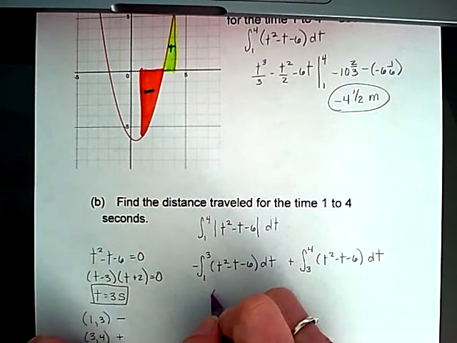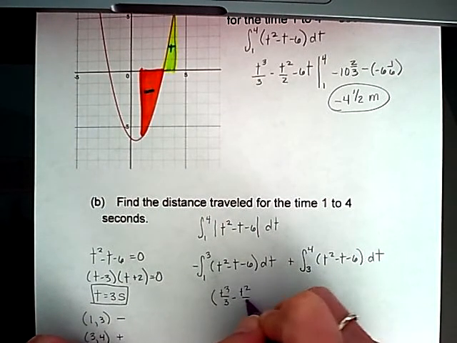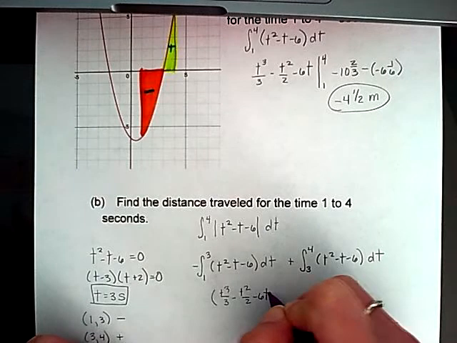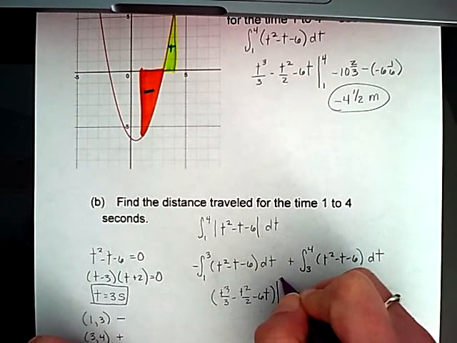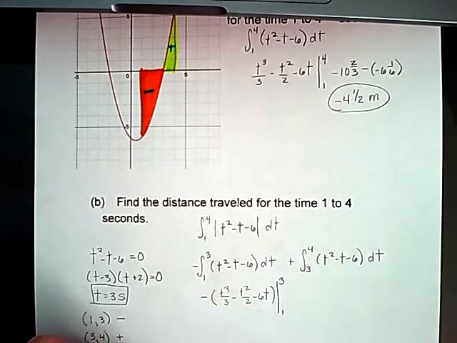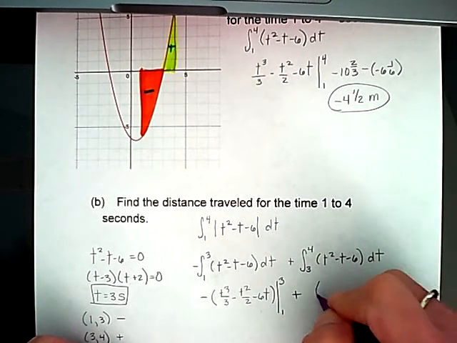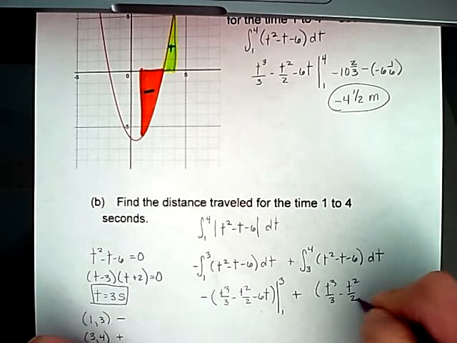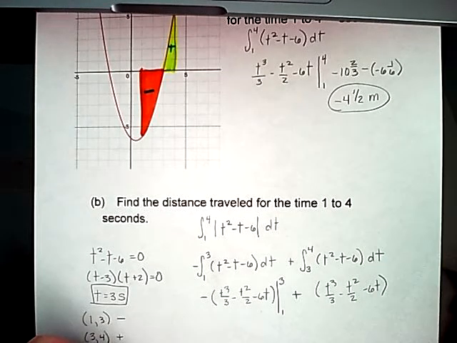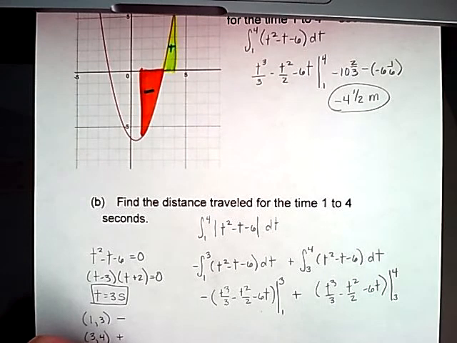So I'm going to integrate and get t cubed over 3 minus t squared over 2 minus 6t. I'm going to integrate that from 1 to 3, but I've got to negate that piece. And then I'm going to add that to the same integral, but run from 3 to 4.